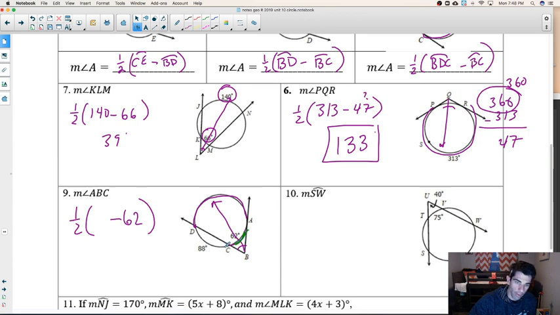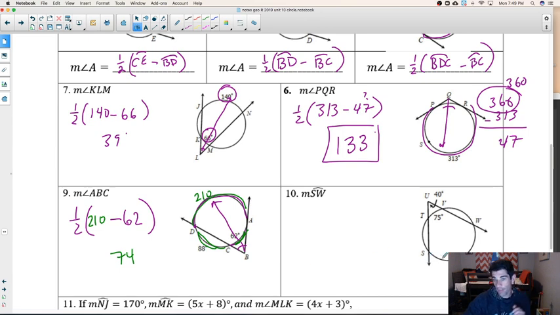Here's one arc. Here's two arcs. Here's three arcs. All three of those are going to be 360. 360 minus 88 minus 62. One way to do it. Whatever way you're going to do it, we're going to end up here with 210 degrees. So you would end up with 210 minus 62. And that's going to give us 74.